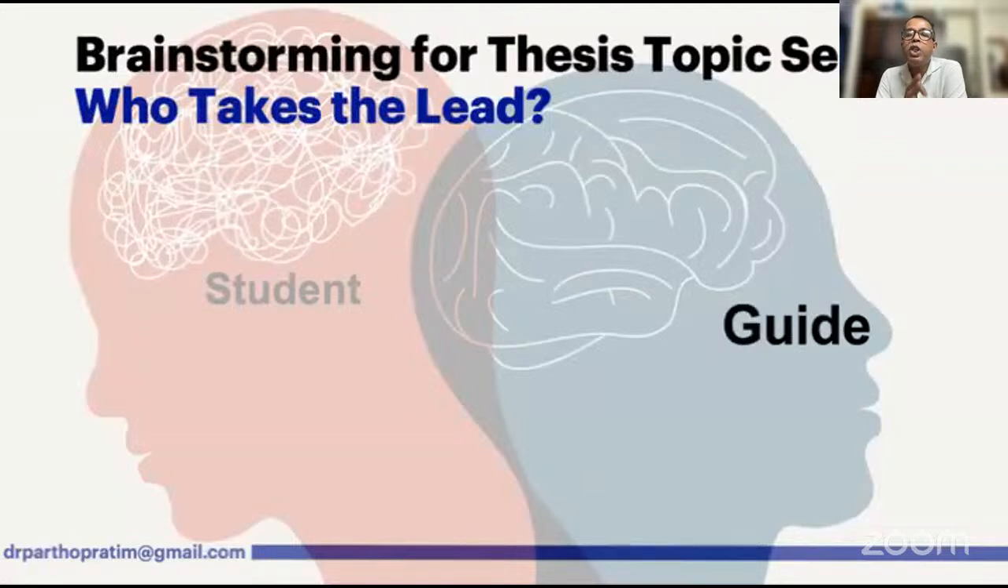So the mentor should help to refine the broad ideas into structured and researchable questions, rather than imposing a pre-decided topic.